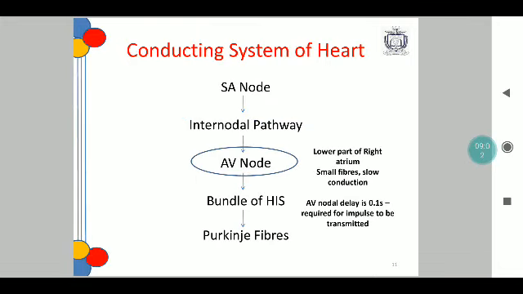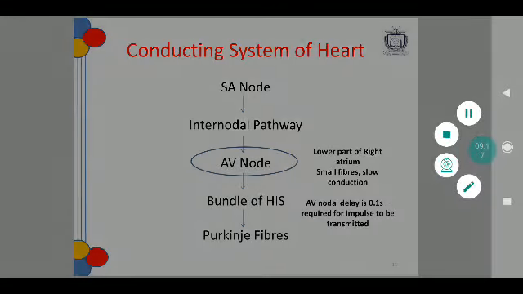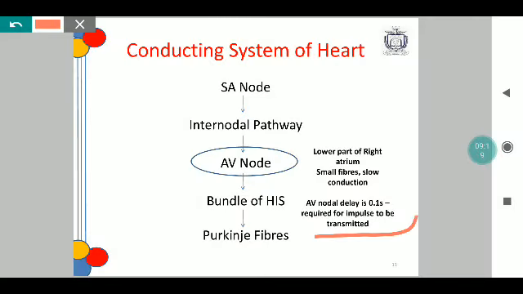Now, the AV node also contains certain cells which are similar to the SA node, but it is situated at the lower part of the atrium and comparatively has smaller fibers and slower conduction. What we call AV nodal delay is 0.1 second. So this is ensured because the impulse needs to be transmitted across, and that 0.1 second can be considered as the time required for the transmission.